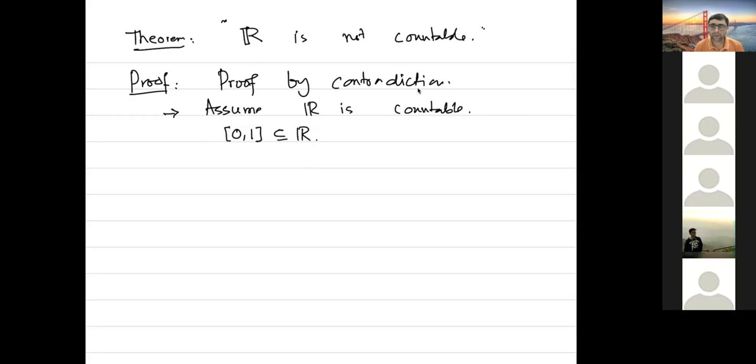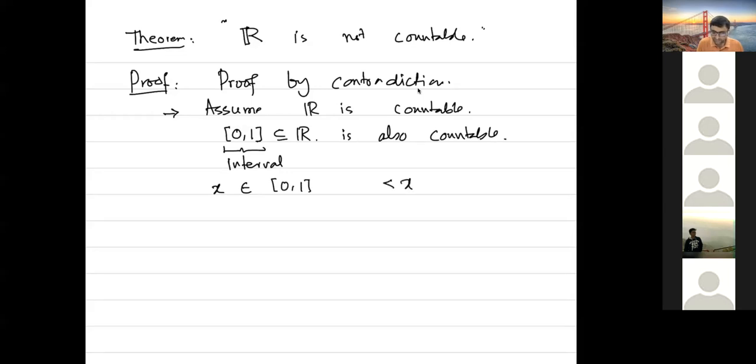Is this clear? So I'm saying set, but I have not written the braces. But it is still a set. Why? Because this is an interval. A closed interval is basically a set. So if R is countable, then this set [0, 1] is also countable. And if we can prove that this set is not countable, then it means that we come up with a contradiction.